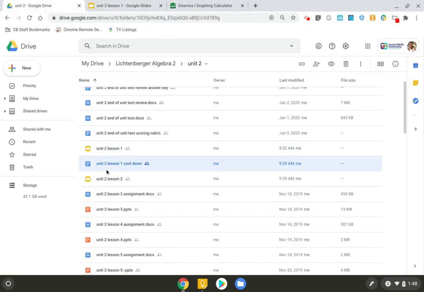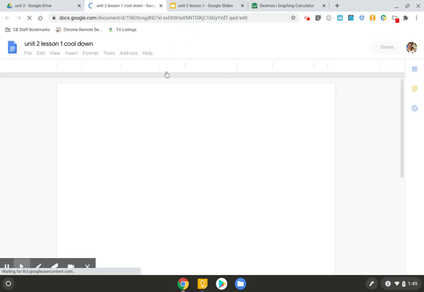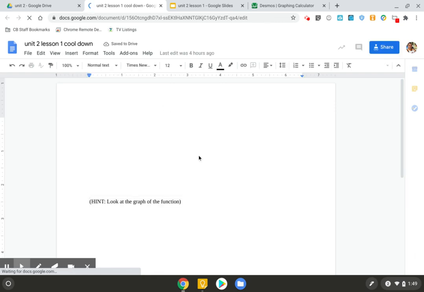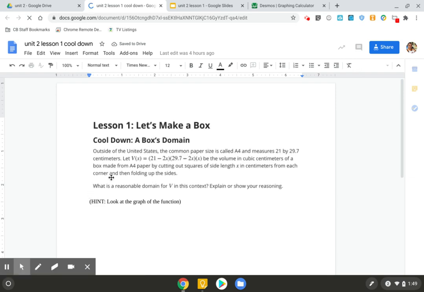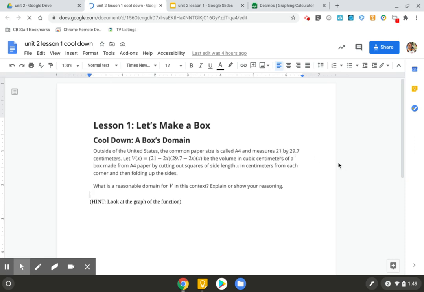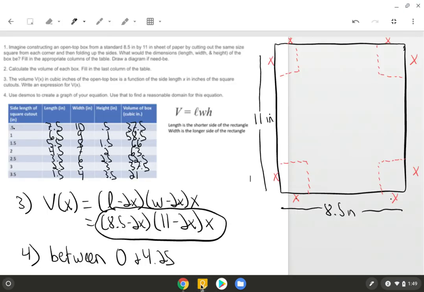If we take a quick look at your cooldown for today's lesson, as we wait for that to load, and this is taking a little longer to load than I would hope. Okay. Notice in this particular question, the original piece of paper is going to be a different size, but we can still answer the question. So it's going to be basically the same thing you just did, except with a different sized piece of paper.